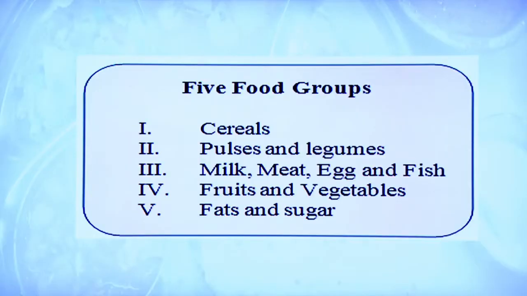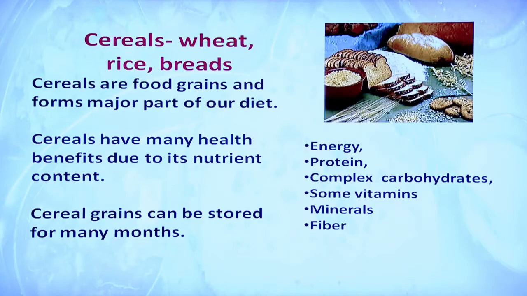There is another food grouping given by the ICMR, Indian Council of Medical Research, and NIN, National Institute of Nutrition, Hyderabad. These 5 food groups are: number 1 cereals, number 2 pulses and legumes, number 3 milk, meat, egg and fish, number 4 fruits and vegetables, number 5 fats and sugars. Let us see one by one.